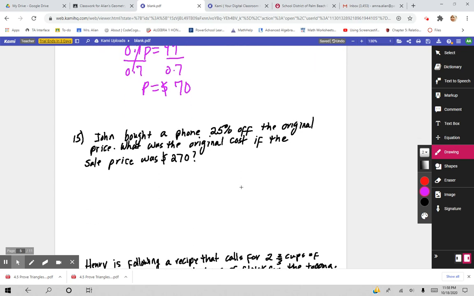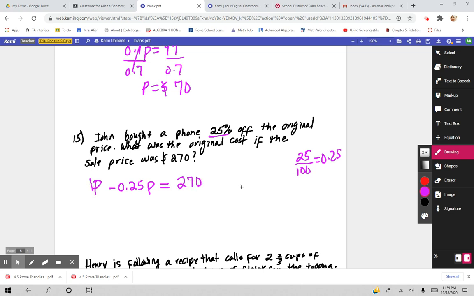John bought a phone 25% off the original price. What was the original cost if the sale price was $270? Again, it's the same thing. We want the original price. Since we don't know the original price, we'll just say P. They took off 25%, change that to a decimal, and that'll give you 0.25 off the price, P, which brings you to the sale price, 270.